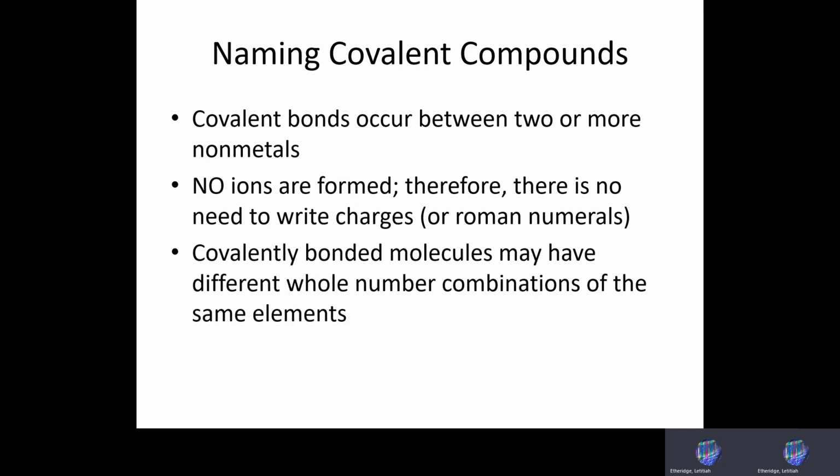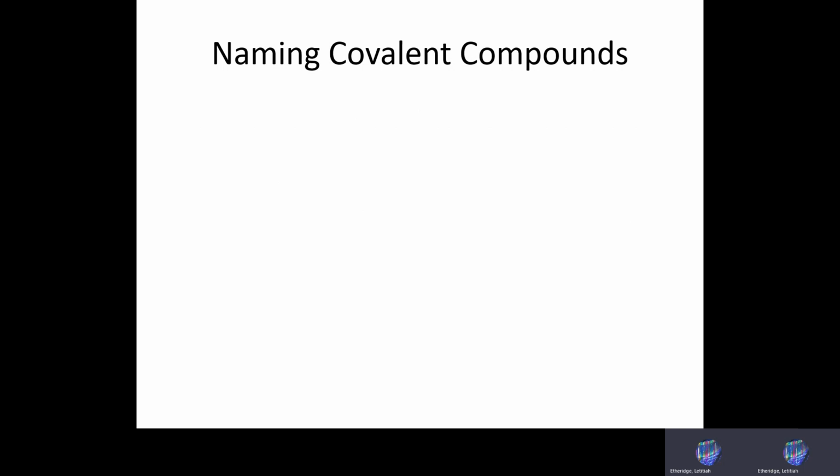The one thing I just want to warn you about is that covalently bonded molecules may have different whole number combinations of the same element, okay? It'll make more sense once we go through some of these problems, and then I will point out some of them to you. So remember, covalent means nonmetal and nonmetal. We don't form ions, so we don't need to write any Roman numerals or charges. And then you may see some interesting things with the same element, but with different combinations. Okay, so let's go through some rules.